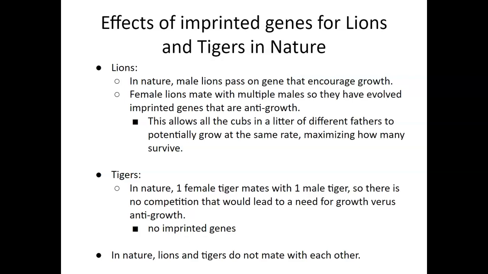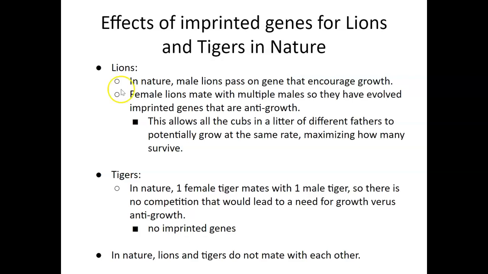In tigers, they don't have the same issue because a male tiger and a female tiger just mate with one male, or just one mating pair at a time. So the male tiger is not in direct competition with other male tigers, and so he's not passing on these heavy growth genes because he doesn't need to. And the female tiger, therefore, does not have to have competition in the same way that a lion would, so she does not have any imprinted genes. So she doesn't have the anti-growth gene either.